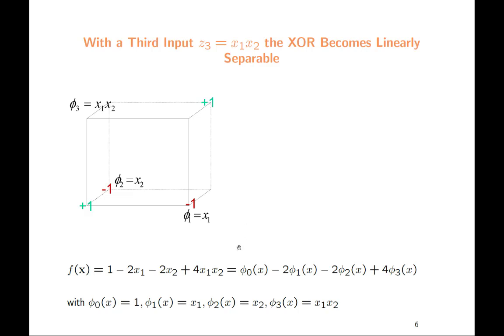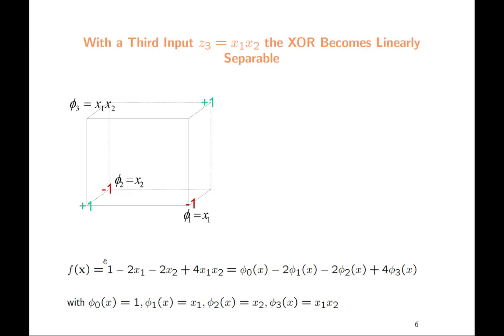For example, if we plug numbers in, here's a function: 1 minus 2x1 minus 2x2 plus 4x1x2. If we plug in 0, 0, this gives a 1. If we plug in 1, 1, this gives also 1, because 1 minus 2 minus 2 is -3, plus 4, so this one is now active, gives you a 1. And 1, 0 is 1 minus 2, and the other terms are 0, so they don't have an effect. So it's -1, and for 0, 1, you get the same. So this is a function now which goes through all these data points perfectly.